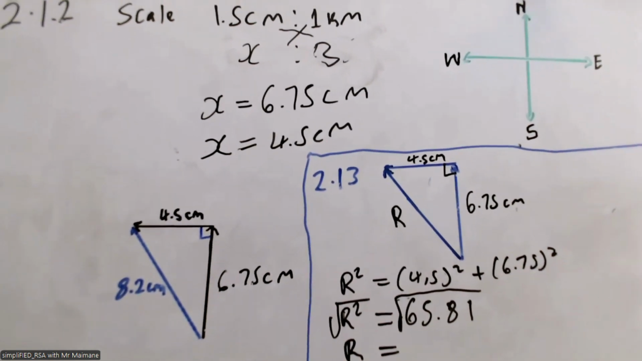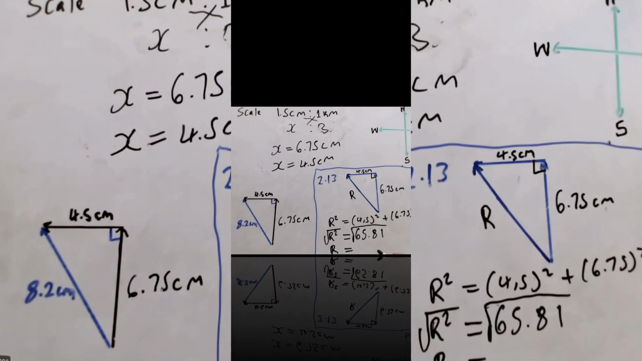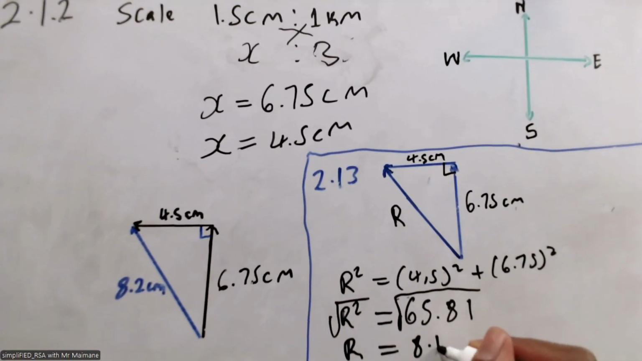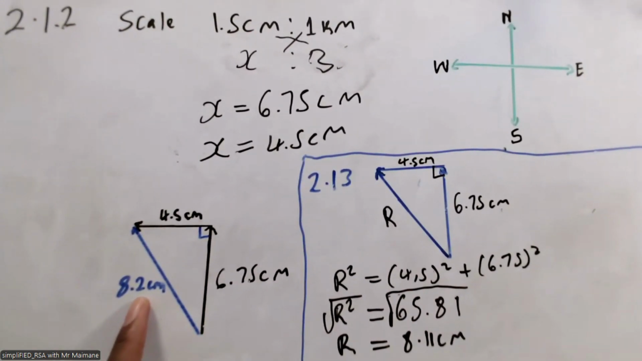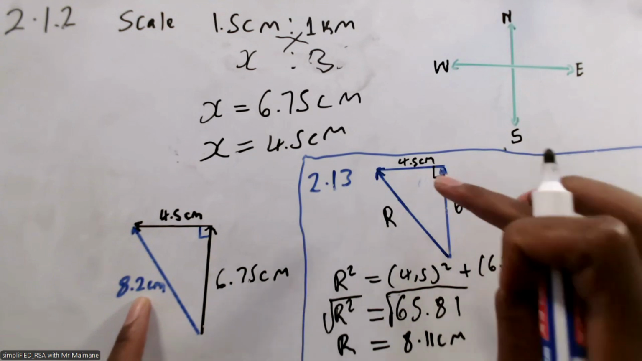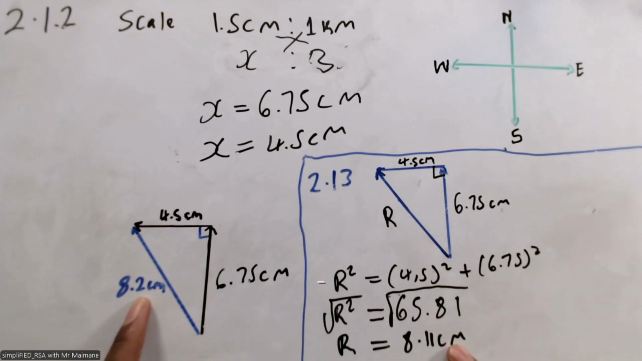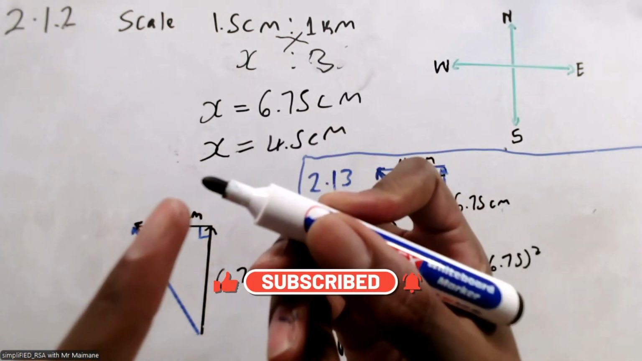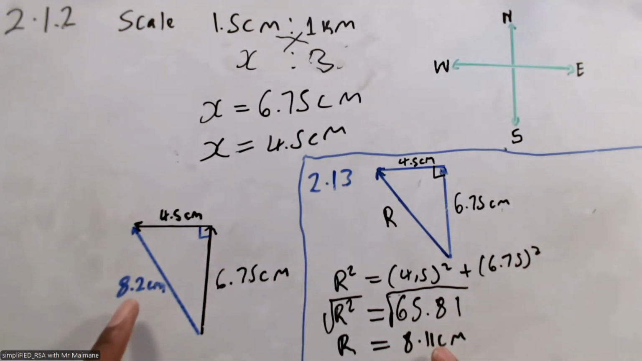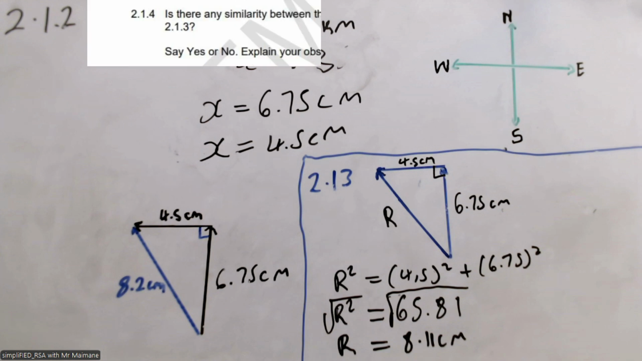Therefore, the resultant displacement is going to be 8.11 centimeters. So, as you can see, it is similar to what I got according to the measurements. Because when I use Pythagoras now from the values, I got 8.11 centimeters. It's not going to be exactly the same because of the scaling or the thickness of my pen. But more or less, it's 8.11 centimeters, which is similar to 8.2 centimeters. And that's the question that they were asking on 2.1.4.